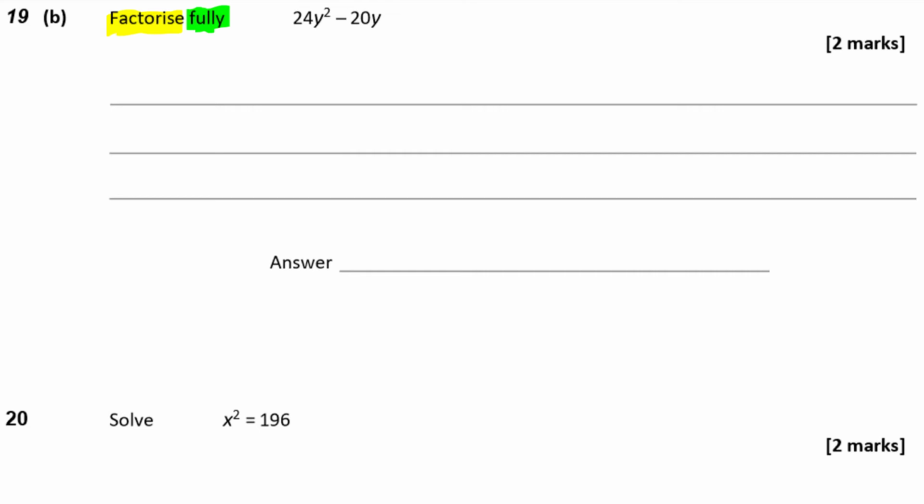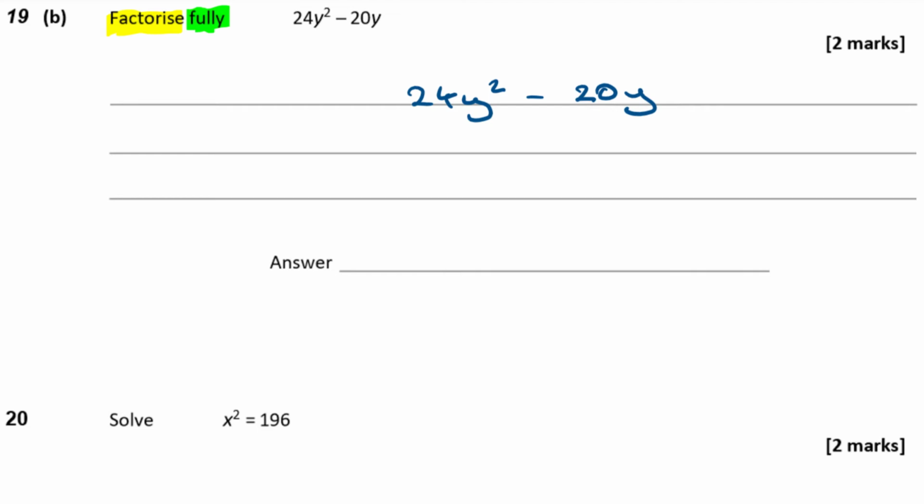Okay, so let's start with what we've been given. We've been given 24y squared minus 20y. Now let's have a look at the numbers first off, the 24 and the 20. Can you think of a number that goes into 24 and 20? Well, they're both even, aren't they? So 2 goes into 24 and 2 goes into 20. But actually, it's best to find the biggest number that goes into them. So whilst 2 is a factor, it's not the highest common factor of 24 and 20. The highest common factor is going to be 4, isn't it?